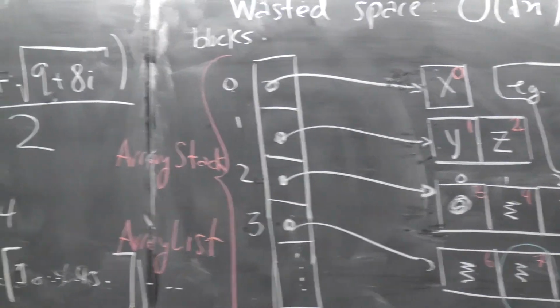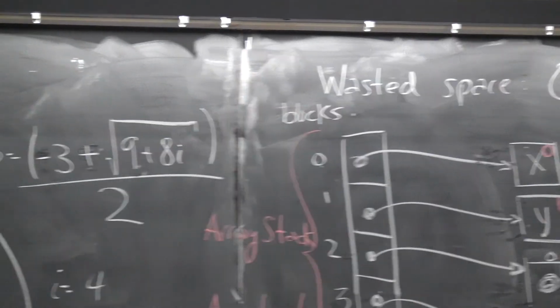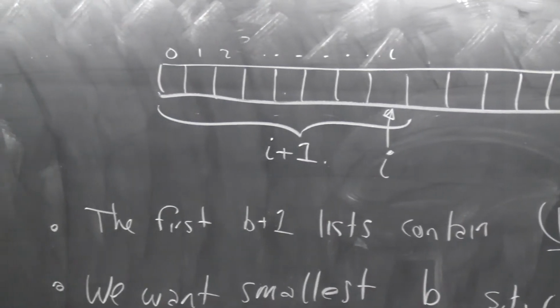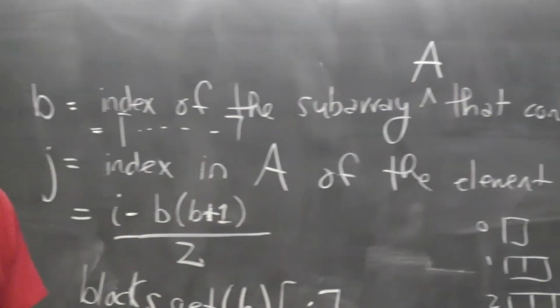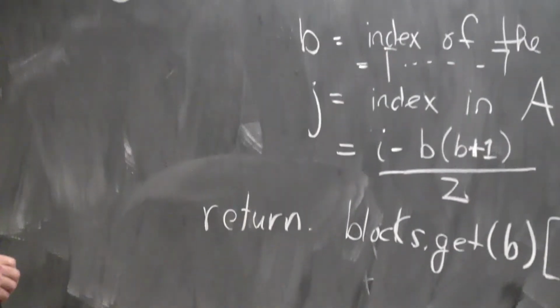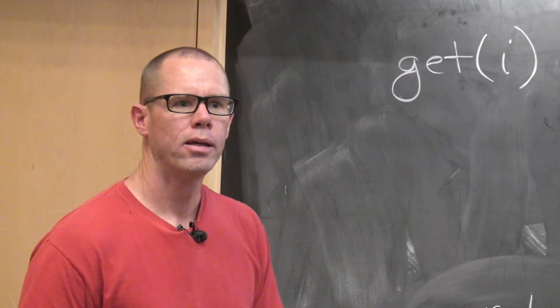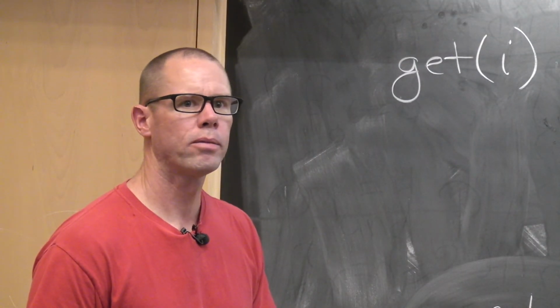All right. So then how does set work? So if I want to set the ith value in the list equal to x, is it any more difficult than this?